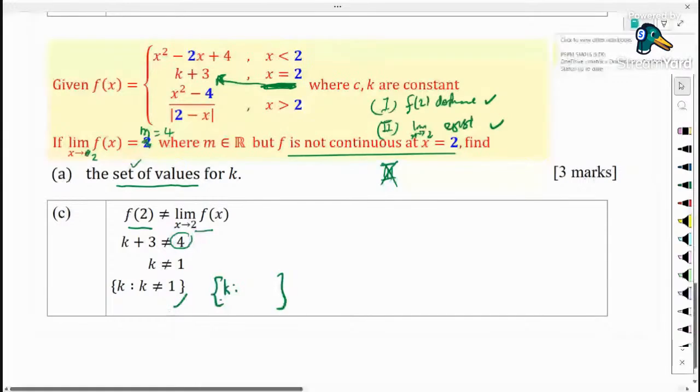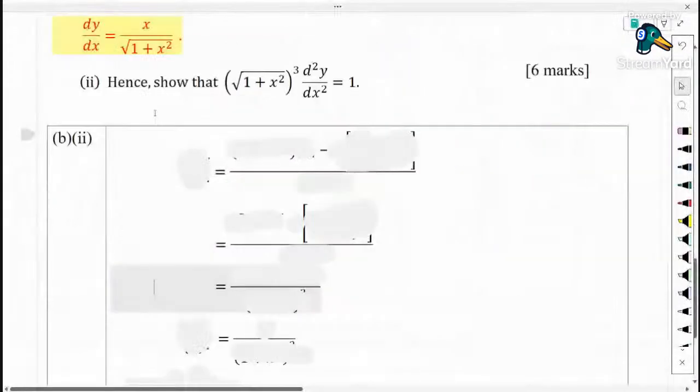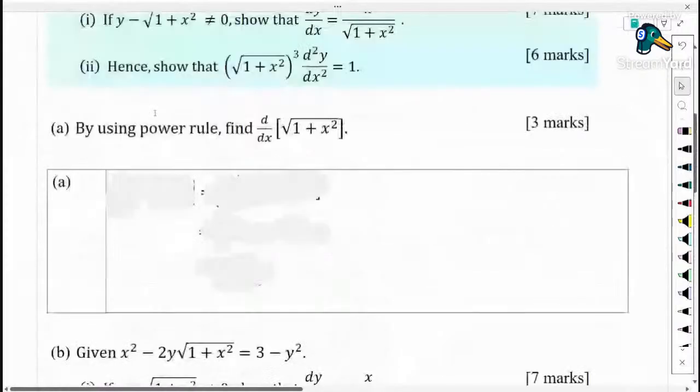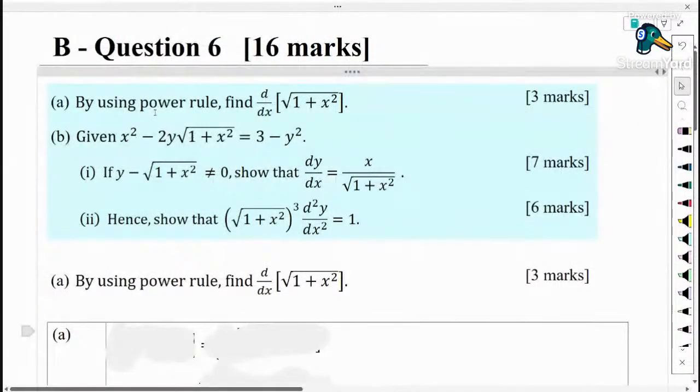Then now we go on further to section B, question number 6, the second last question. The marks allocated is 16. If added with the 9 marks just now in section A, we have another 25 marks for chapter 9, a quarter of the overall score. And this chapter is dealing with differentiation. And what differentiation do we need to discuss here?